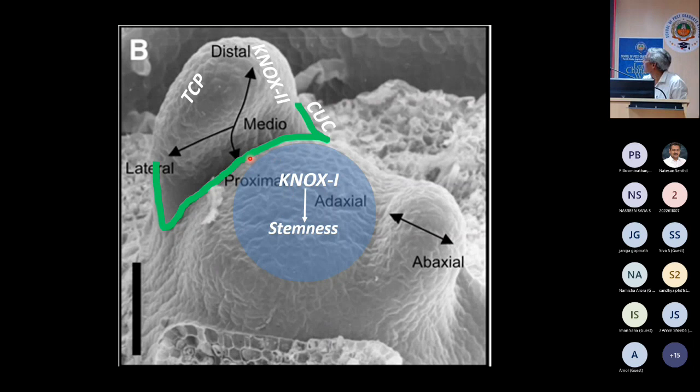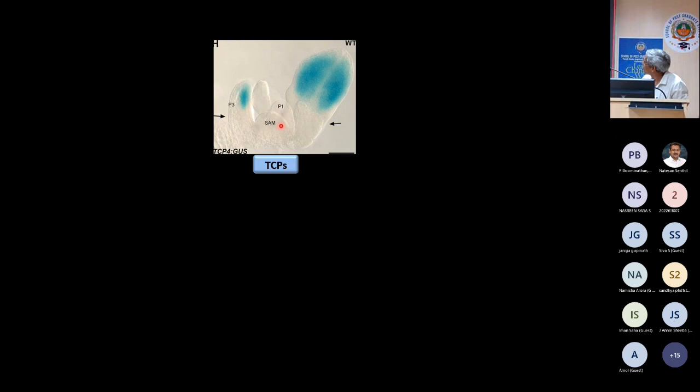So first you reduce the TCP, let's see what happens. So this is a shoot apical meristem, SAM, here in Arabidopsis, and new leaves are coming out. You see where TCPs are expressed? Only in the leaf, right?